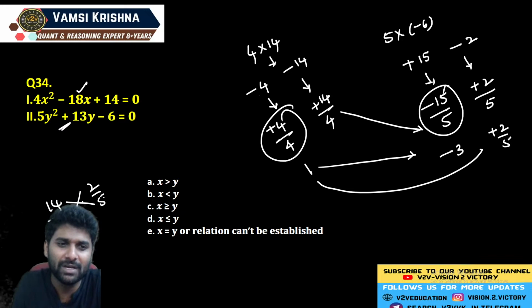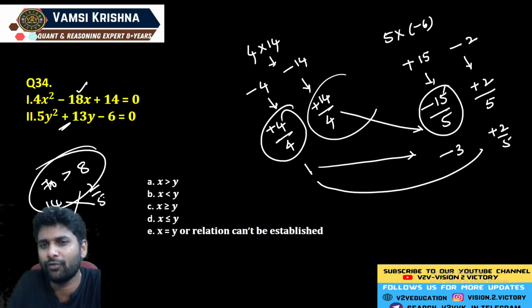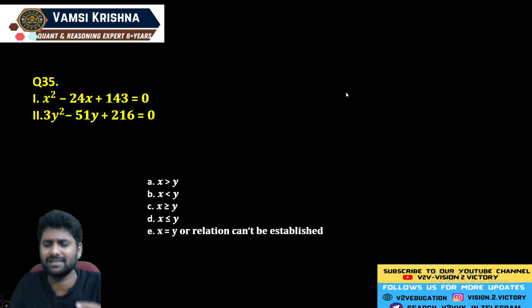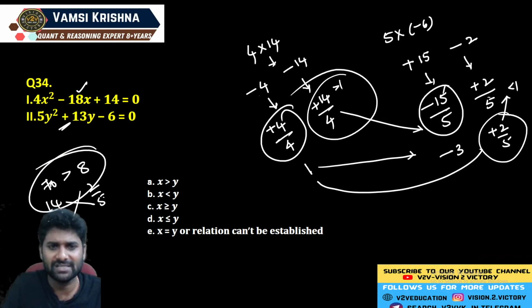Cross multiply them. So 14 fives are 70, and you already know that, but let me tell you the process. And 70 is always greater than 8. Definitely 14 by 4 is always greater than 2 by 8. And you know that this is the value of less than 1. Definitely it is greater than 1. There are many methods. It depends on your understanding. So answer, x is greater than y.